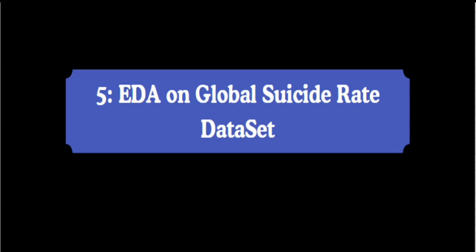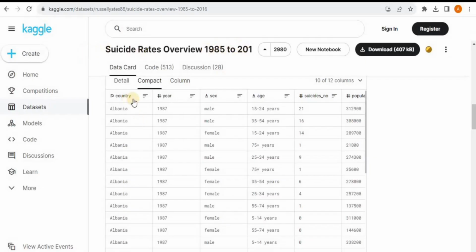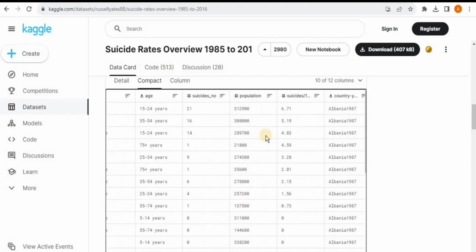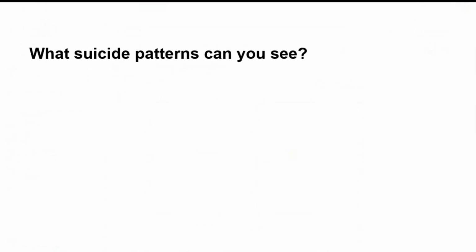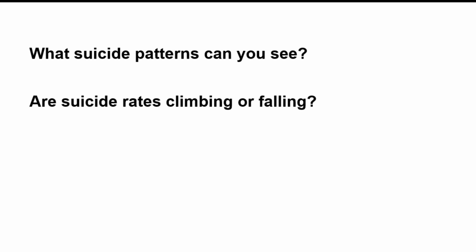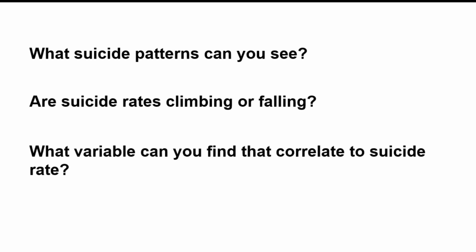So the first one is going to be a project on global suicide rates. Here is the data set for the global suicide rates. It covers suicide rates in various countries with additional data including year, gender, population, GDP, and more. When carrying out your EDA, ask yourself what patterns can you see? Are suicide rates climbing or falling in various countries? What variables such as gender or age can you find that might correlate to suicide rates, and perform data analysis on different aspects of the data.